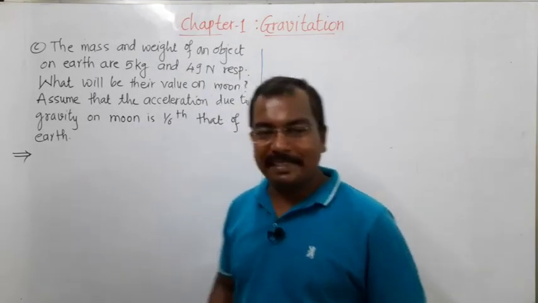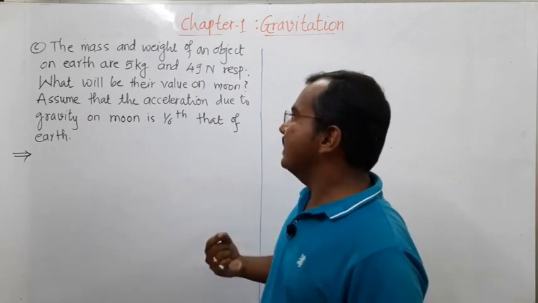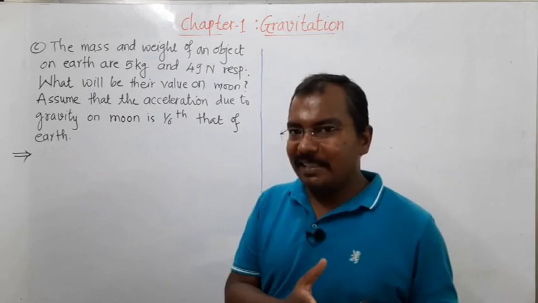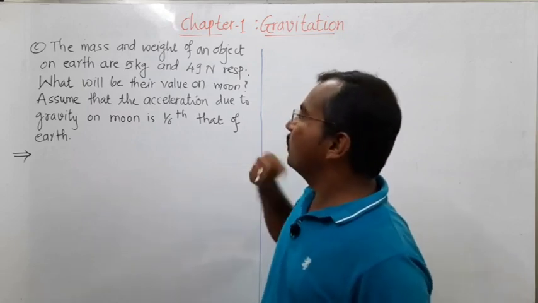The third problem is, the mass and weight of an object on earth are 5 kg and 49 Newton respectively. Mass is 5 kg, weight is 49 Newton. What will be their value on moon?